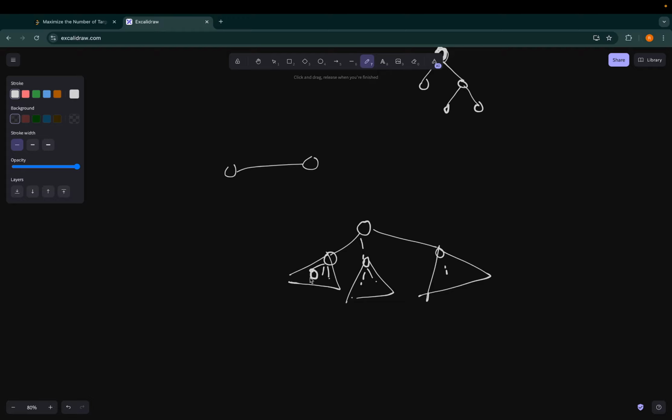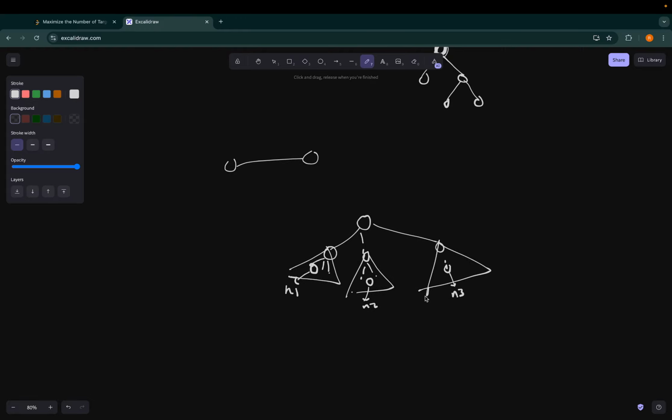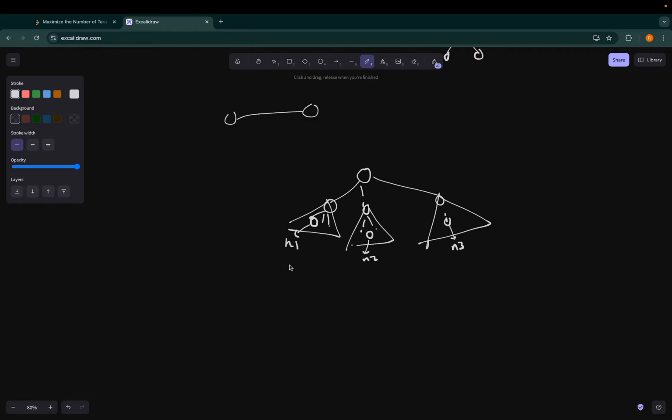Let's say I pick a node in here. Let's say I call it n1. This is n2. This is n3. Now, let's say this is my root of the tree, and I know d of n1, d of n2, and d of n3. We just calculated this from the root node, which we initially fixed.